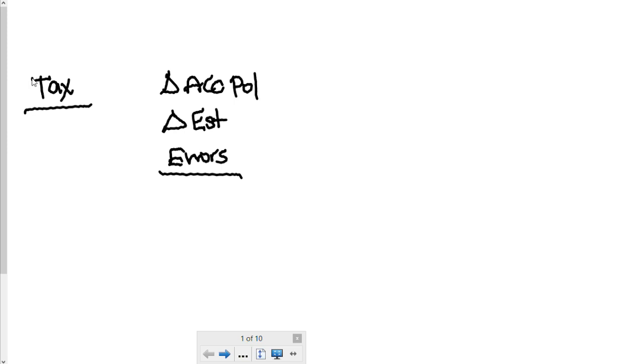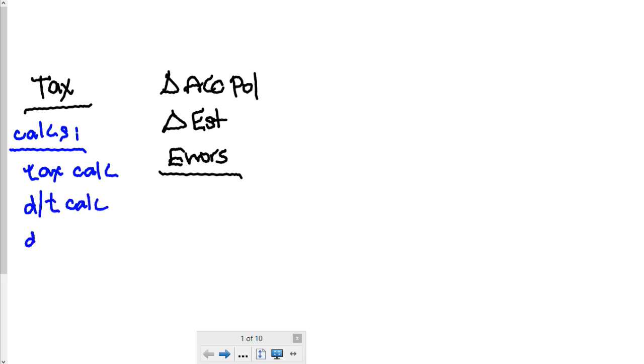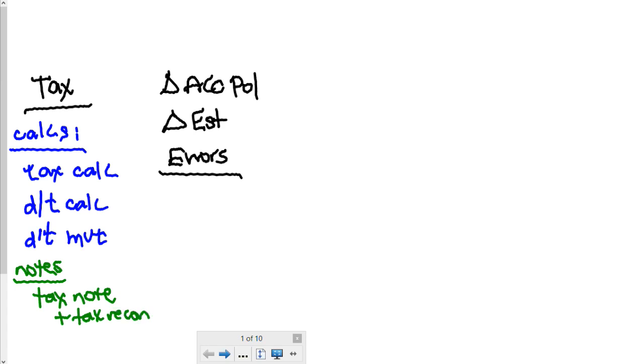When we're looking at tax, there's a couple of calcs that we will always need to do. We will always need to do a tax calc. We will always need to do a deferred tax calc and a deferred tax movement. The movement is what lands up in your P&L. And then there are notes. There's a tax note. A tax note has a tax recon. That's the other big calc. And also there's a deferred tax note.